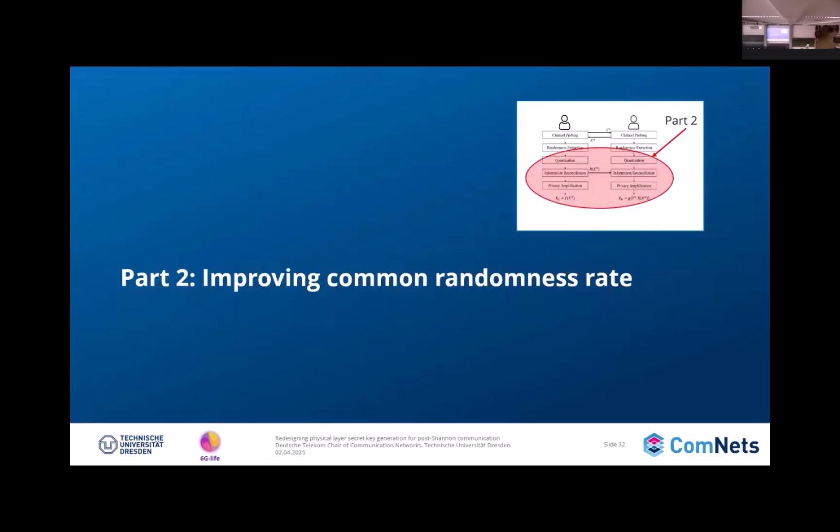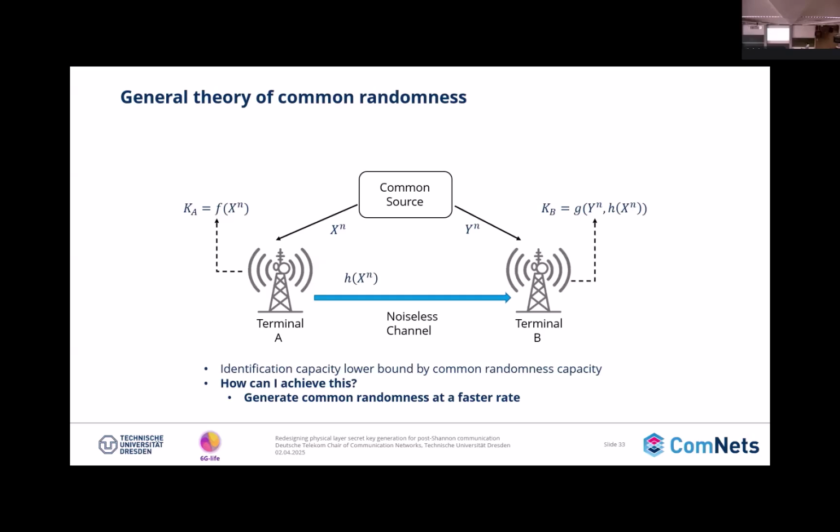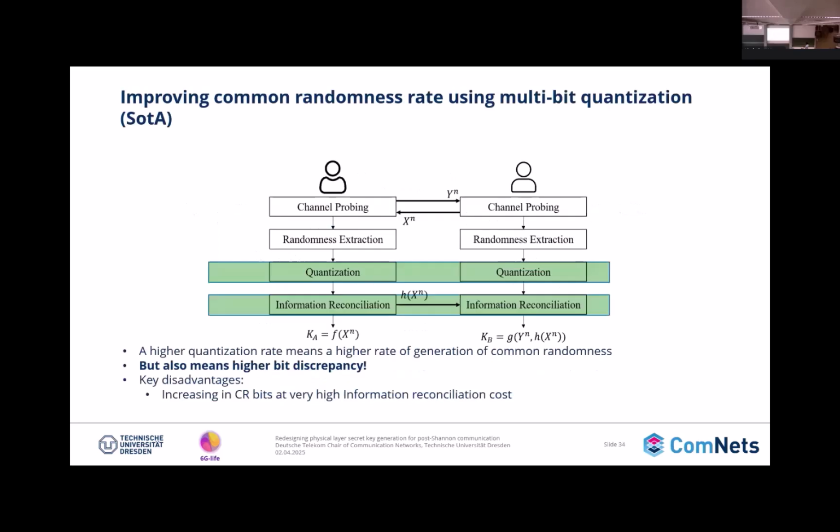So now we go to part 2 where we modify the function for how we generate the common randomness. In part two, we have to again take a look at the basics, the fundamentals. What we already know so far is that the identification capacity is lower bounded by common randomness capacity. So we need to take a look at how we can generate common randomness at a faster rate by modifying the functions.